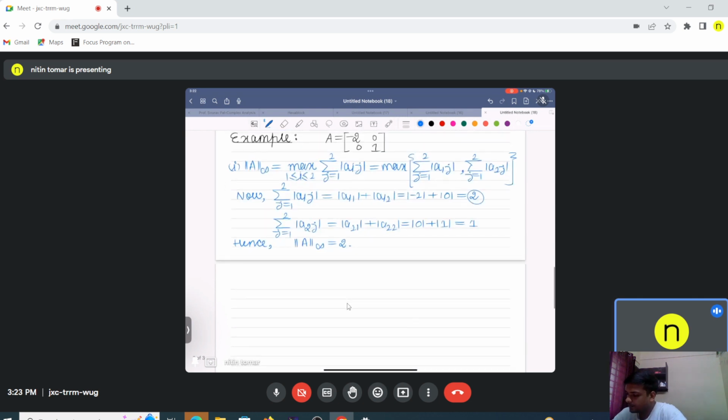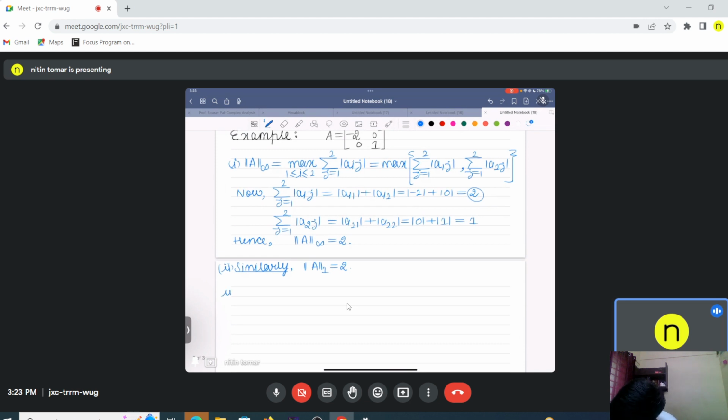Now if you compute similarly, one can check that the first column sum of moduli is 2 and the other is 1, so the maximum is 2 here. So again the L1 norm of A will be 2, not L1 norm, the matrix norm subordinate to L1 norm will be 2.